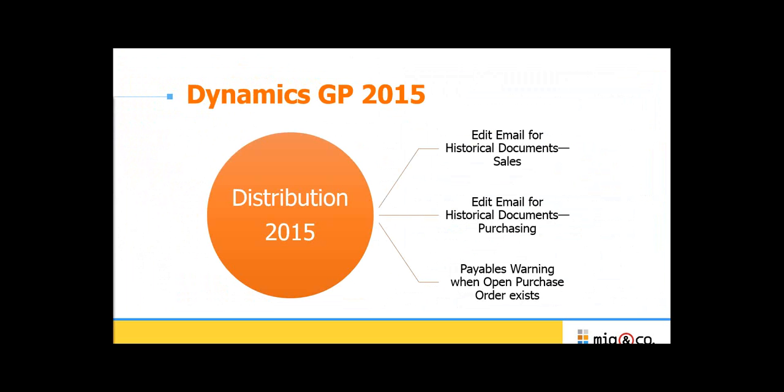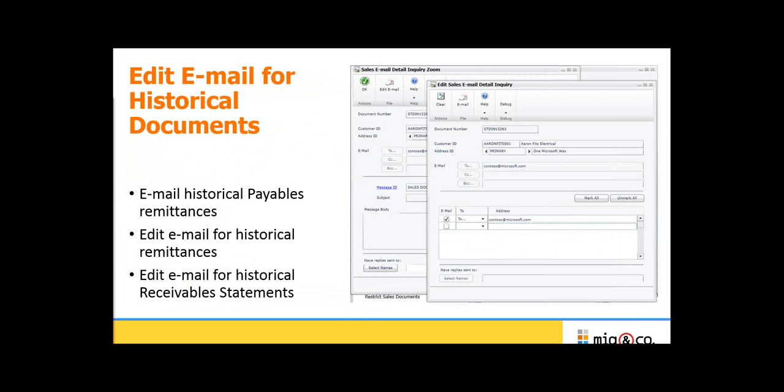So if we could take a look at distribution. So now you can edit and resend email messages that contain SOP or POP documents that have been sent to vendors and customers. The new option is available from the Sales Inquiry Zoom and Purchase Inquiry Zoom windows. And if the ability to send the documents using email was enabled for that company to start with. So let's take a look at the next screen.